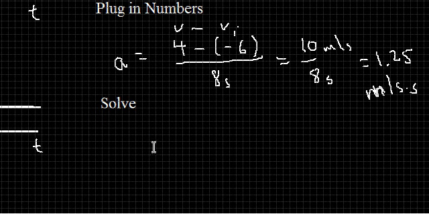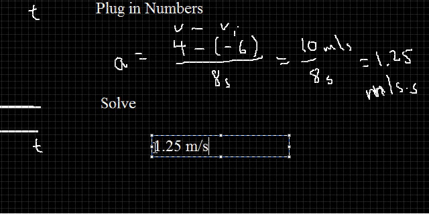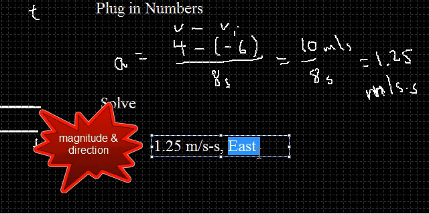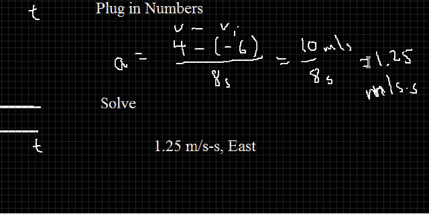So we can say that our final answer is as follows: 1.25 meters per second, and we would have to say east, because acceleration also has magnitude, the number, and direction. Because our answer was positive, we know that the direction is to the east, because in our coordinate system, positive was to the east.